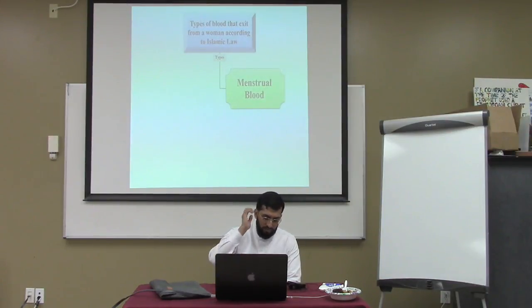There are 4 types of blood, and we're just going to quickly define them. The first type of blood is menstrual blood. It's defined as a natural cycle of bleeding that Allah subhanahu wa ta'ala has created in women. This is something that Allah has created, that comes from the womb of a woman when she is not pregnant, at the age and after the age of puberty, during certain known times.